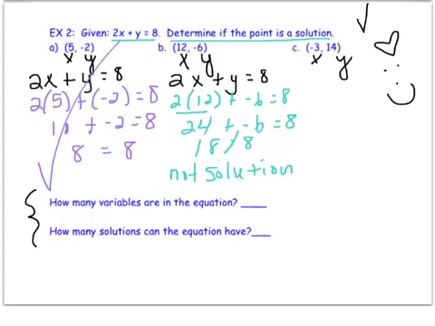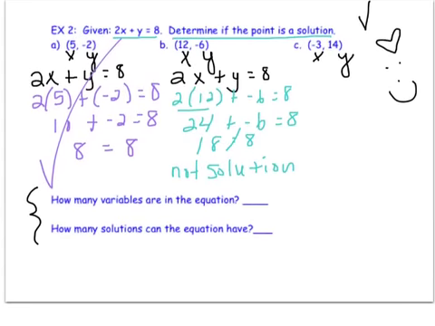Okay, now, how many variables are in the equation? Well, how many variables do we have? We have an x and we have a y. So we have 2. Now, how many solutions can the equation have? Well, the equation can have an infinite number of solutions. What does that mean? That means on and on and on and on, and you get my point?